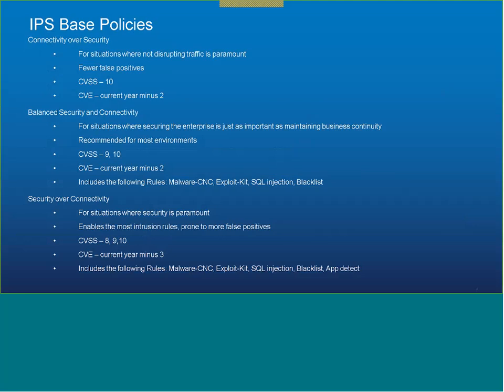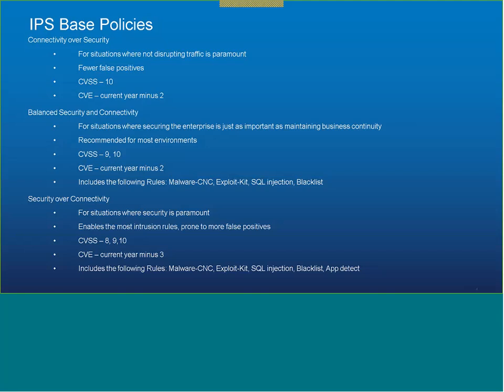essentially, connectivity over security looks at a couple of factors to determine which rules are enabled. We'll look at the current year from a vulnerability perspective, or current timestamp, and we go minus 2 years in time. We look at vulnerabilities that are no more than 2 years old and that have a common vulnerability score of 10. And only the rules that would be protecting against exploits of those vulnerabilities are enabled. So we certainly have a lot fewer rules. We're going to be prone to a lot fewer false positives, and you get better performance. So that's why we call it connectivity over security.